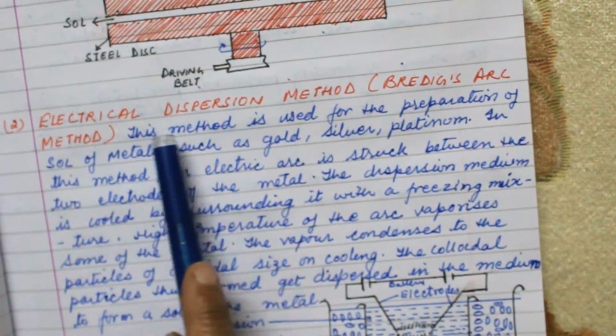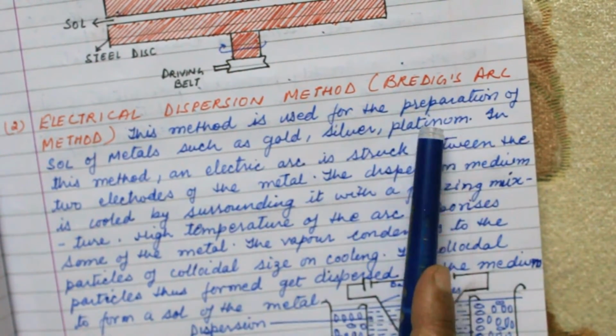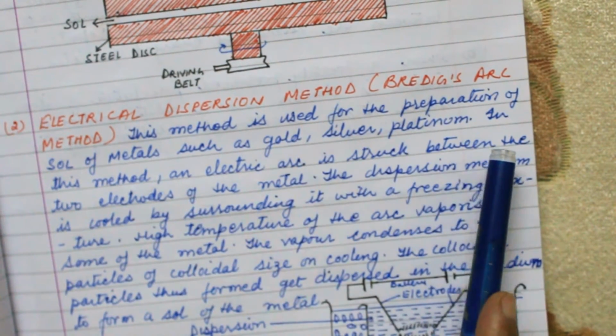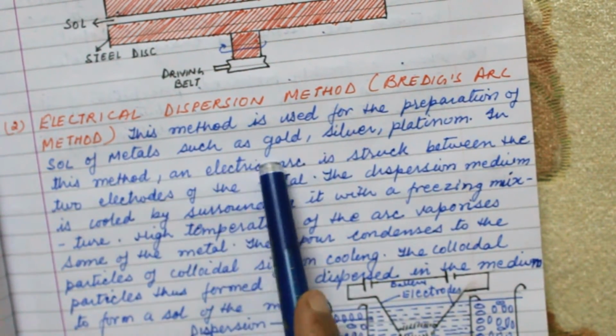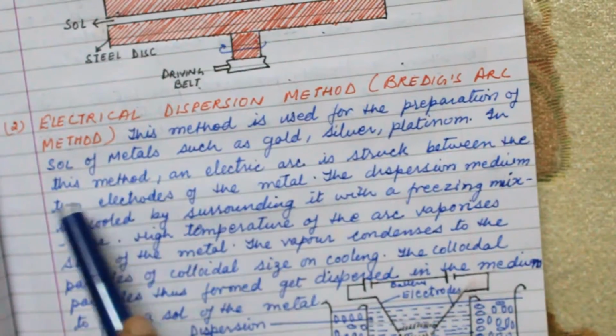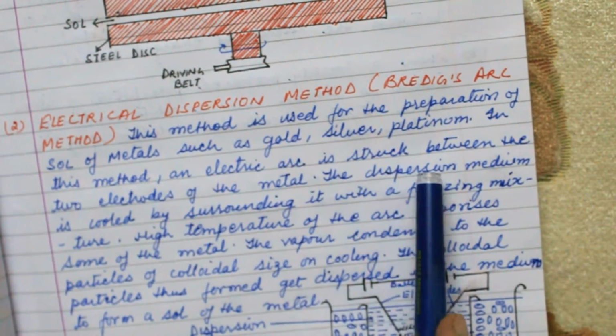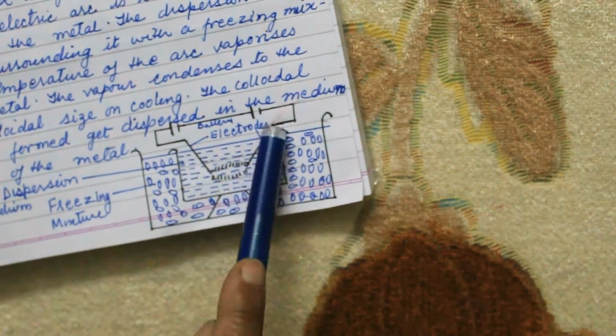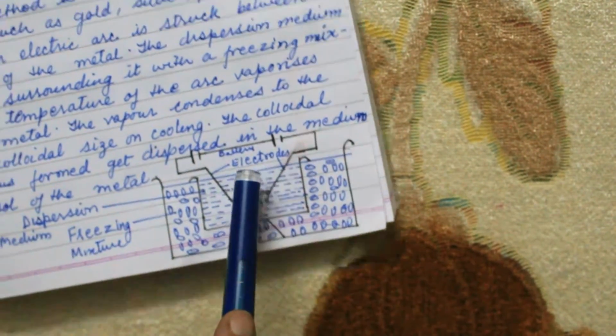Now next is the electrical dispersion method, that is Bredig's arc method. This method is used for the preparation of sols of metals such as gold, silver, platinum. In this method, an electrical arc is struck between two electrodes. These are the two electrodes, and the arc is struck between them.